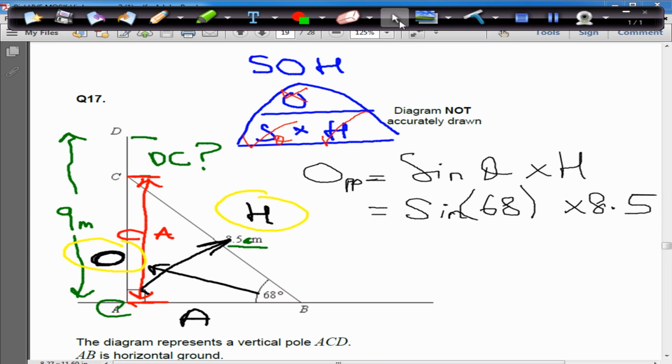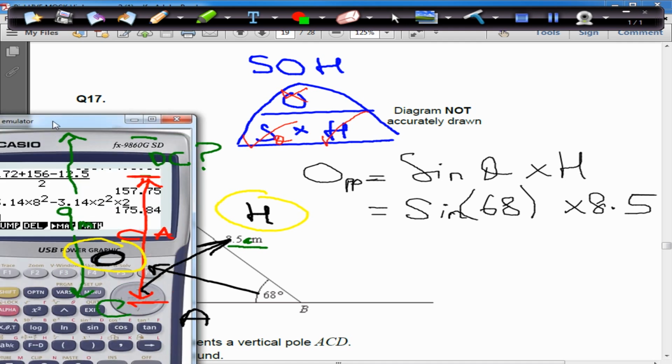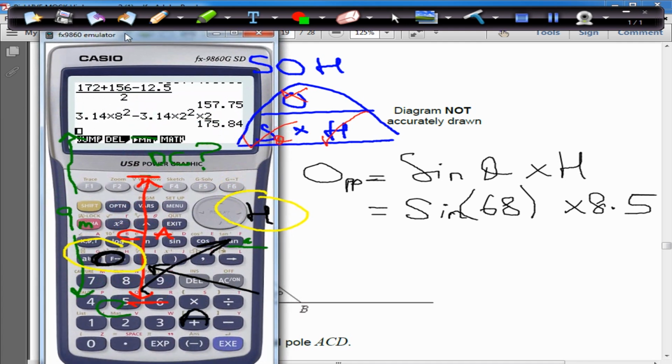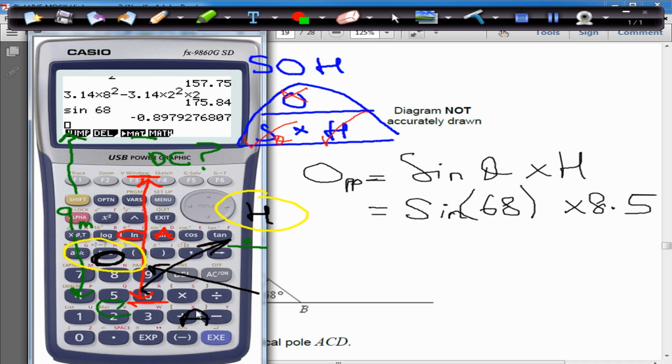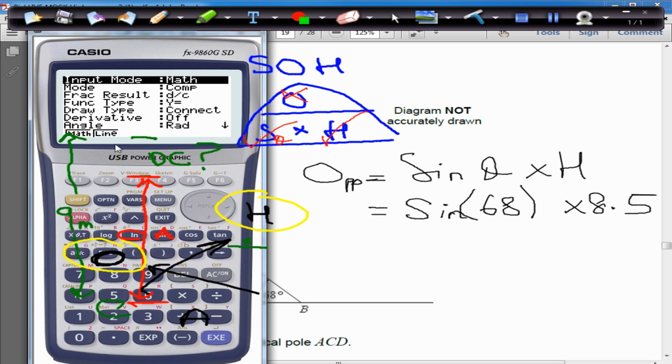Okay. Right. Let's use a calculator. So we've got here sine 68, okay, that equals that, and then we times that by 8.5. So what does that give us? Okay, so that's wrong. Yeah, that's wrong. Hang on one second. I think I know why that's wrong. Shift, menu. Okay, angles and radians.